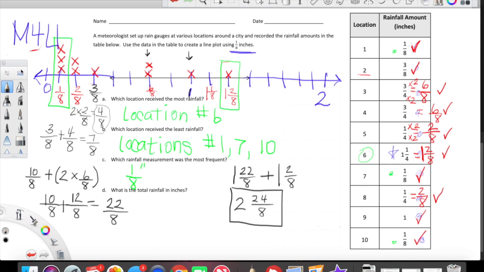2 and 24/8 are all of these data points added together, but 24 is much larger than 8. So I need you to simplify this number and tell me the final version of our rainfall. You're going to do that by thinking about, how many whole numbers can I pull out of 24? Let's just think about this quickly. 8/8 is equal to 1. So how many whole ones can you pull out of 24/8? Okay, so simplify this number. That is your secret word.